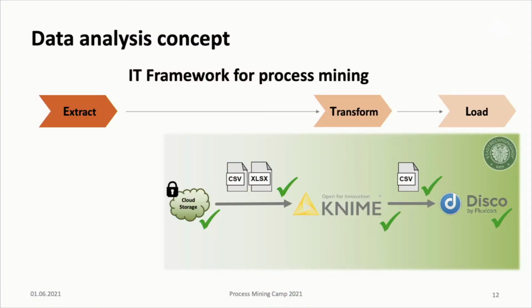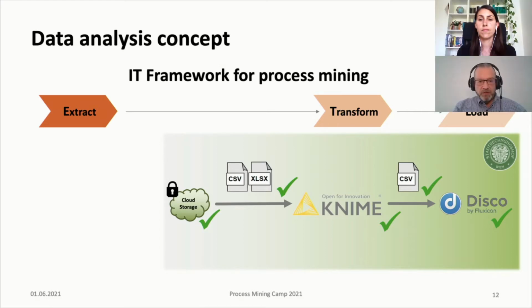Of these three parts, the transform and the load part are done by our infrastructure. First of all, we used a cloud service for transmitting the data and the information, especially in the format of CSV or Excel data file formats. The transformation part is done by the open source analytics platform, also with the format of CSV files, and also the Disco part for the process mining analysis.